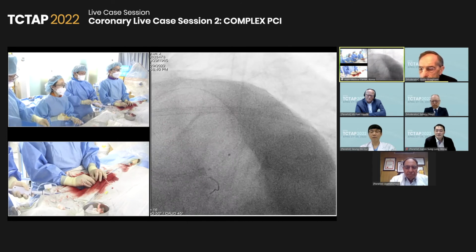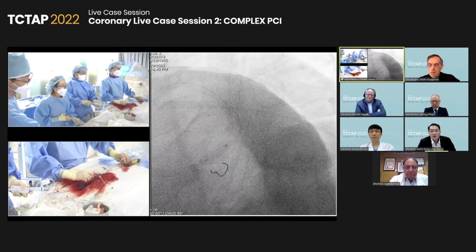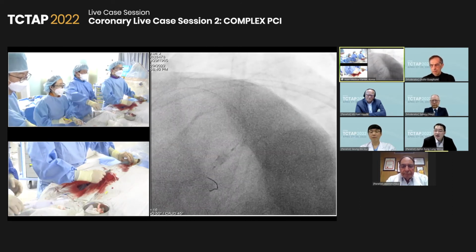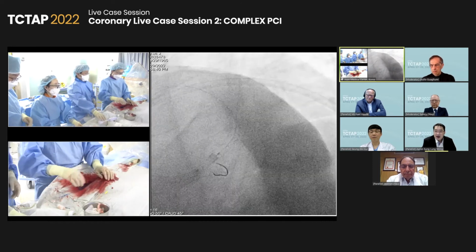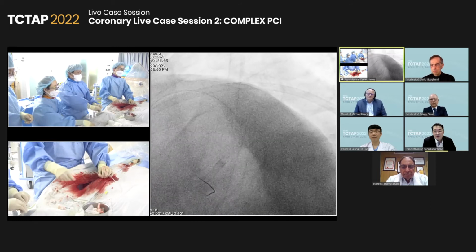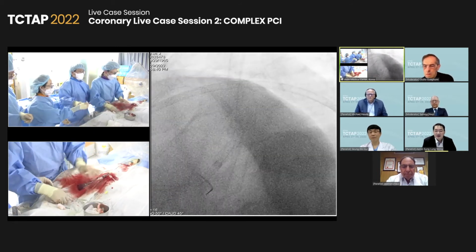Aaron, any comments on the IVUS results? I think the lumen looks pretty good in the LAD, and it's a bit eccentric. Although the stent, I think I would accept the results. Like I mentioned before, I don't think you'll ever get a perfectly round result.